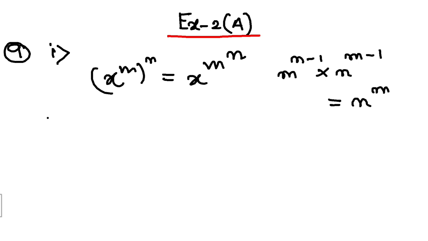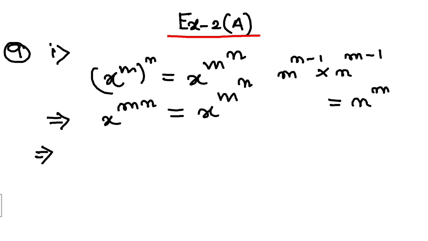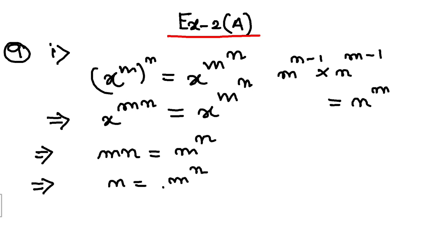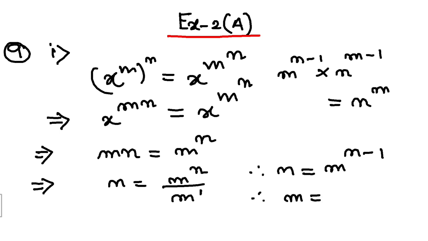All right, so what happens to the powers? Actually powers will be multiplied, isn't it? So it will be x to the power mn equal to x to the power m to the power n. Now bases are the same, both are x, so I'll remove the bases, so I'll have mn equal to m to the power n. Now this means n is equal to m to the power n by m. That means my n is equal to m to the power n minus 1, because I have 1 over here, right? So now this means m is equal to n to the power 1 by n minus 1.